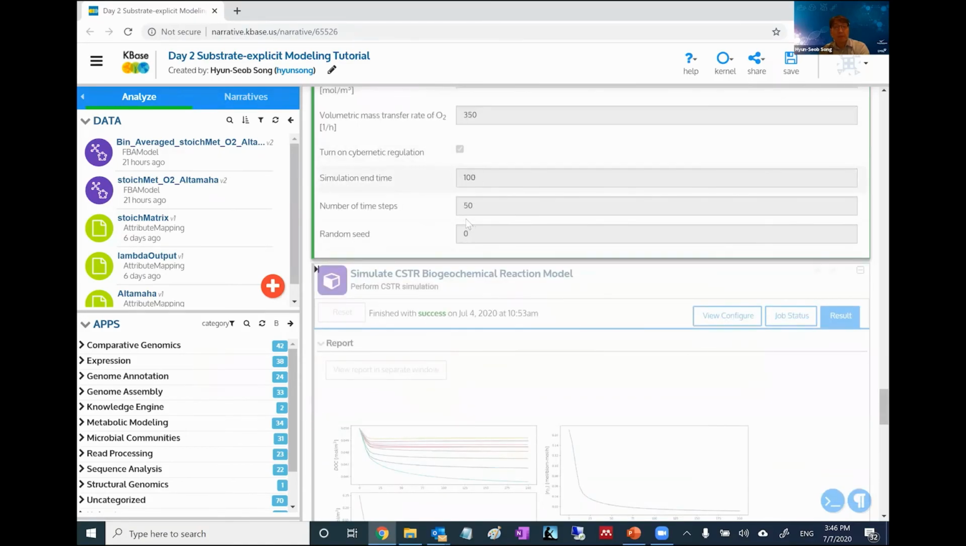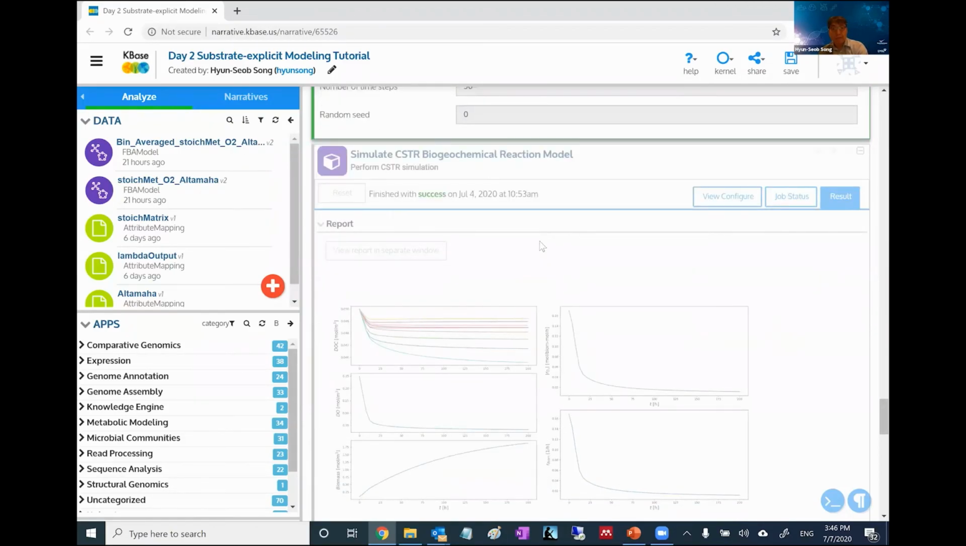And then you can say the simulation ends at 100 hours, and there is a number of time steps in between, and then a random seed. To get consistent results, we define what random seed we used.